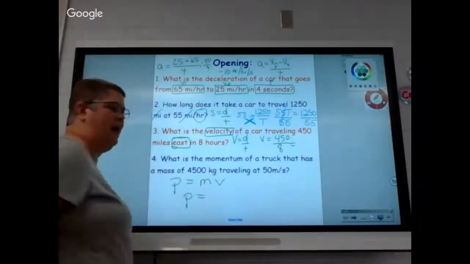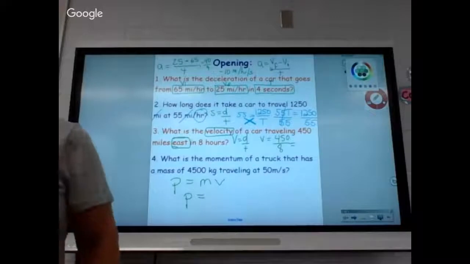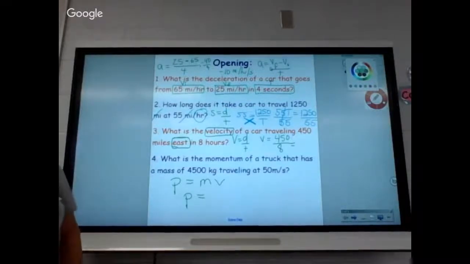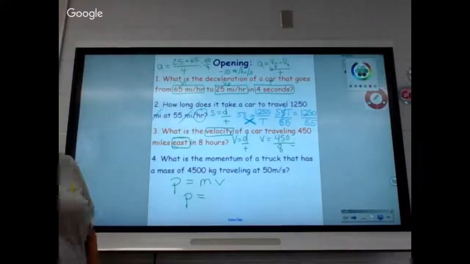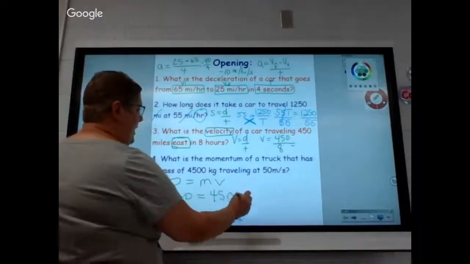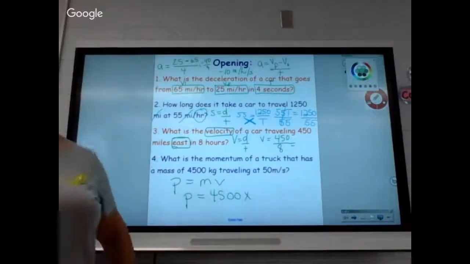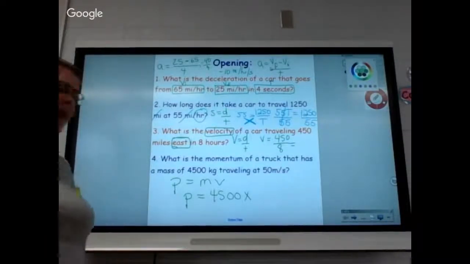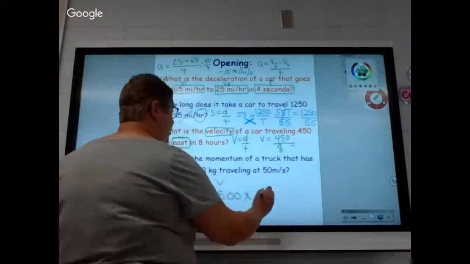All right, so what do I know in the question? Rachel, give me something I know. The mass is 4,500 kilograms. All right, so that means I got to know my V. What's my V, Jameer? Look at the problem. You can probably figure it out. There you go. It's amazing what happens when you look at the board.